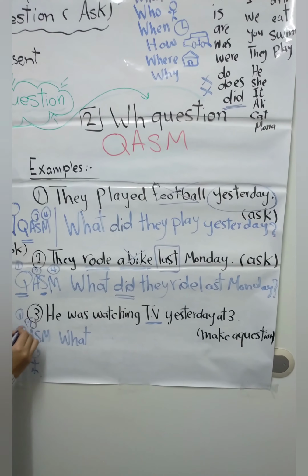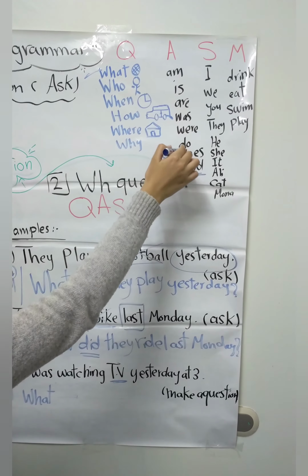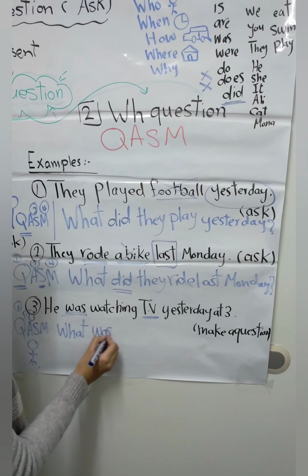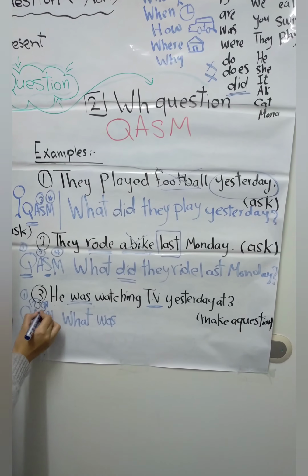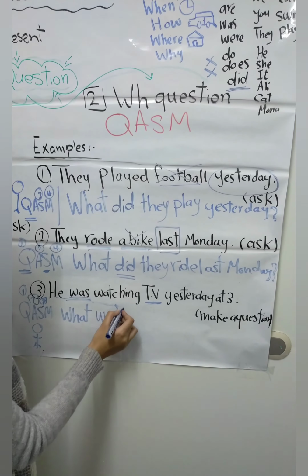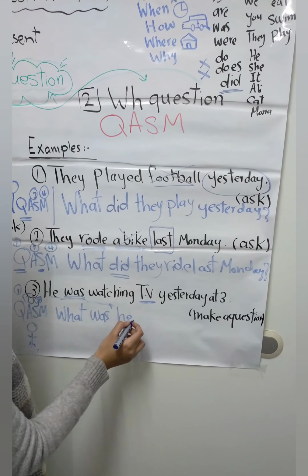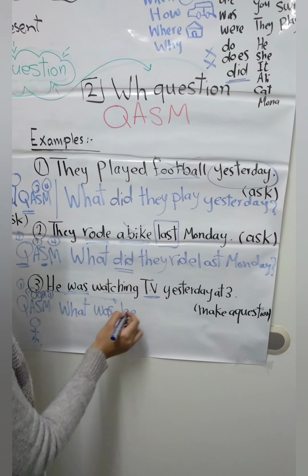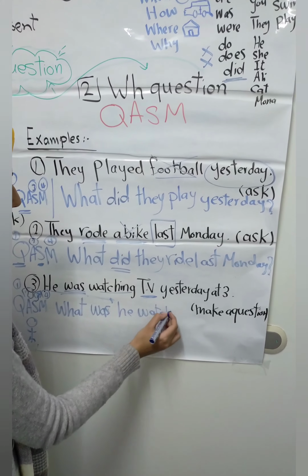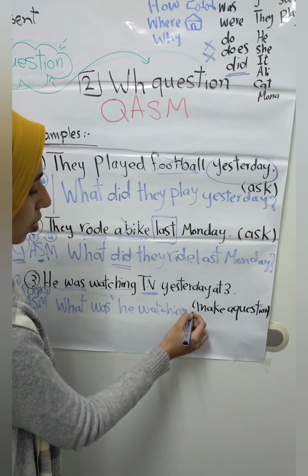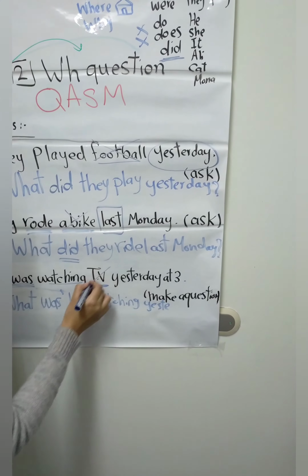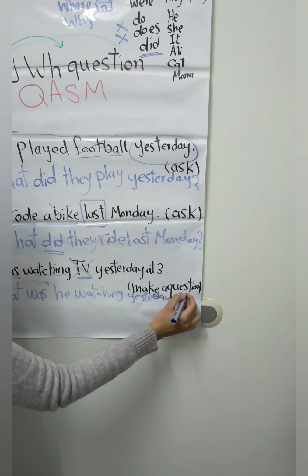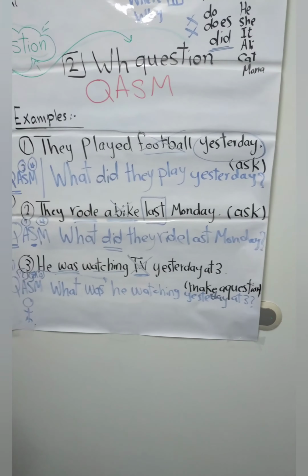Number 2, auxiliary verb: is, are, was, were, do, does, did. Here we have was, so we put was. Number 3, subject: he. What was he? Number 4, main verb: watching. What was he watching yesterday at 3? Don't forget the question mark.